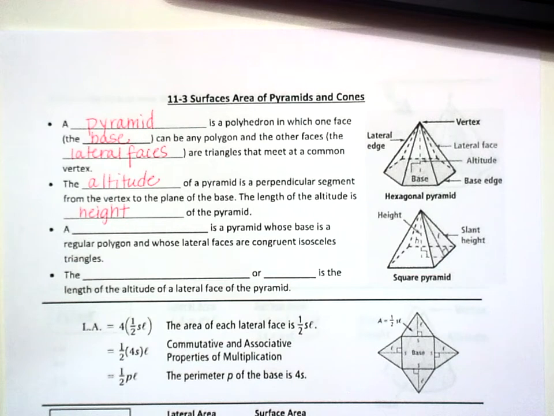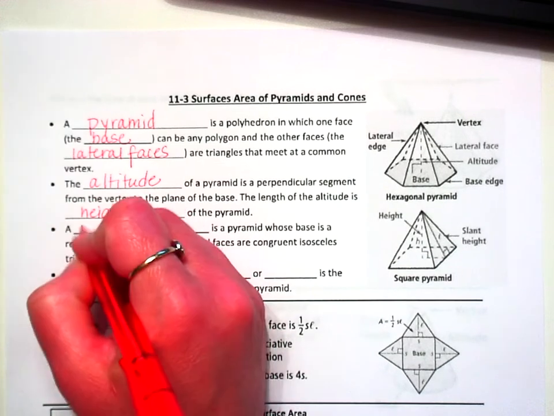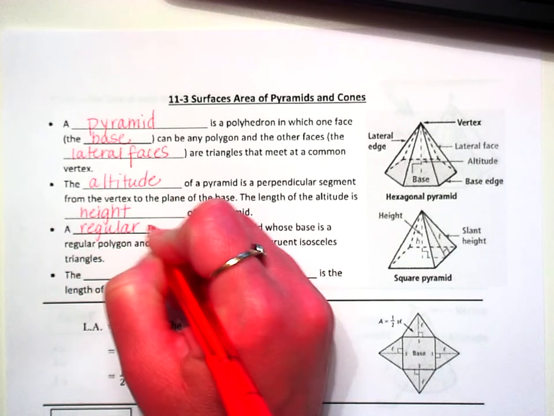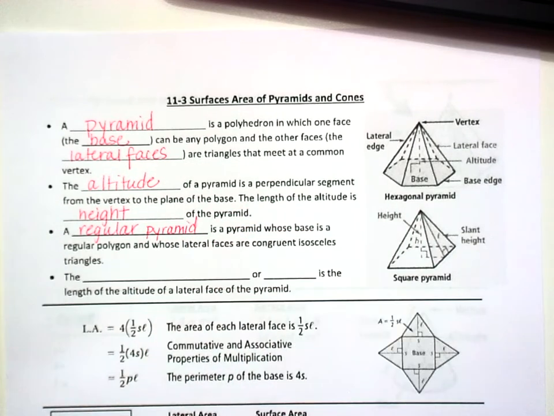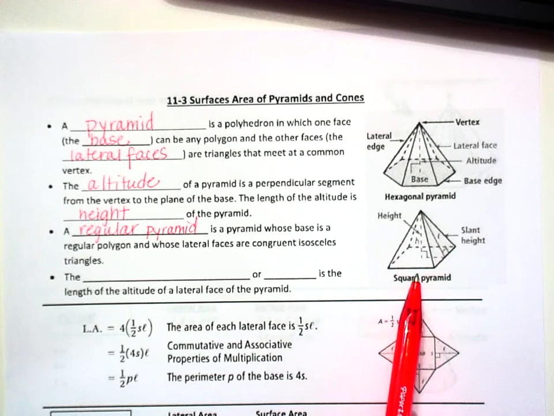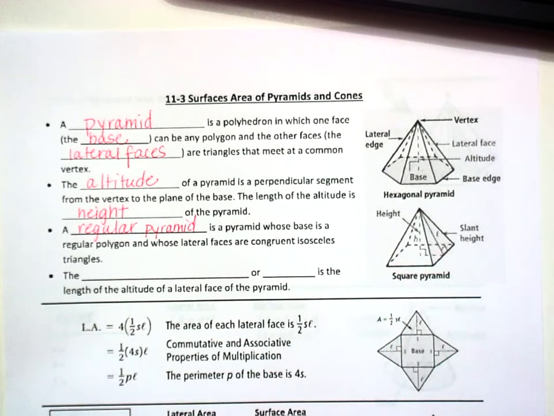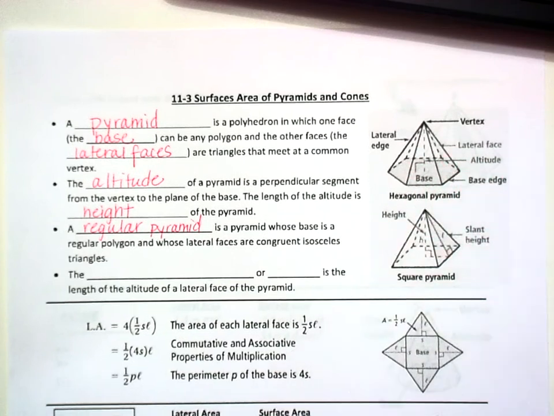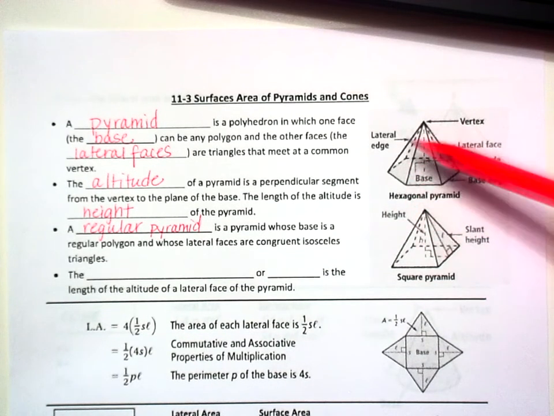A regular pyramid is a pyramid whose base is a regular polygon and whose lateral faces are congruent isosceles triangles. All of the pyramids that we're looking at today are going to be regular pyramids, meaning their bases are regular. Okay, so if this side is 6, all the sides are 6. Okay, it's a square. It's not a rectangle, it's a square. It's regular. Okay, and then same thing up here. The hexagon is a regular hexagon. That also means that all of these triangles are the same.